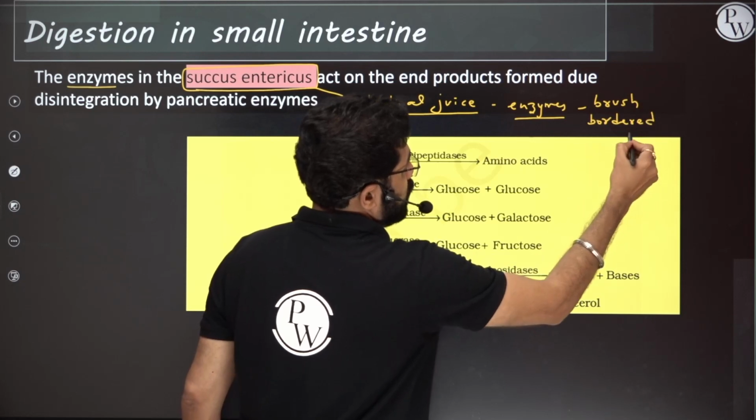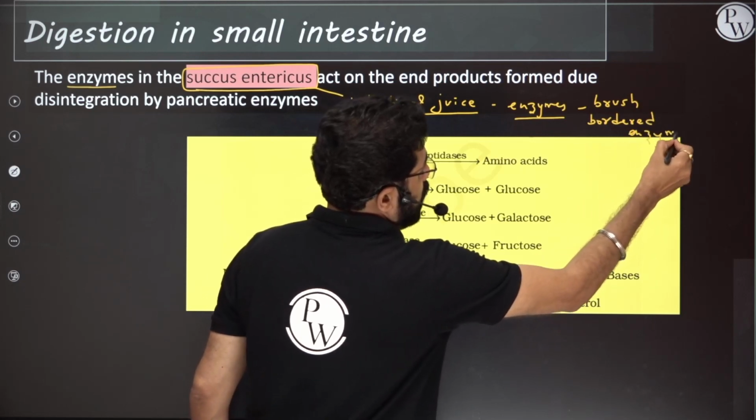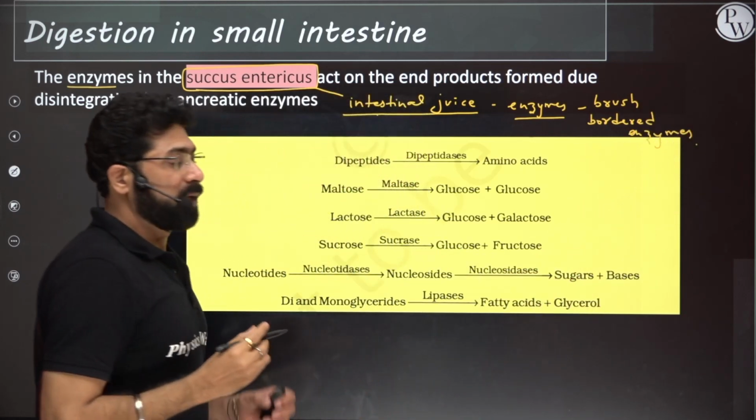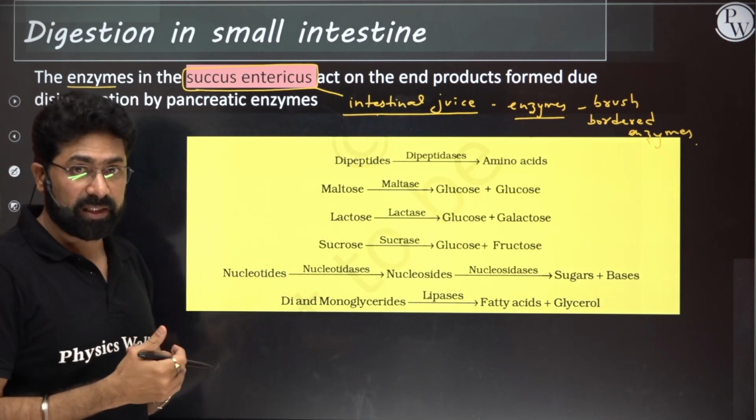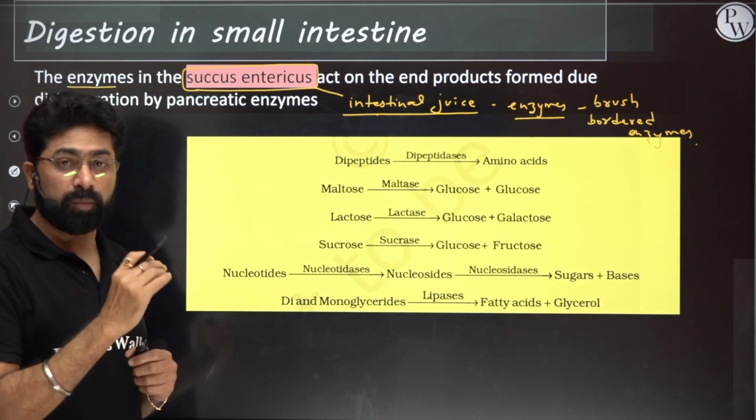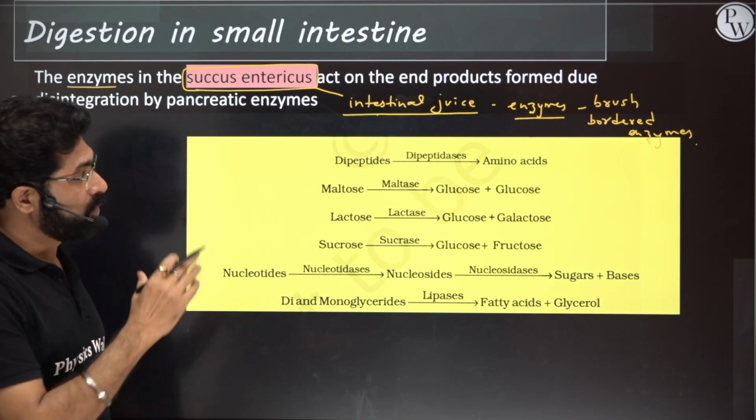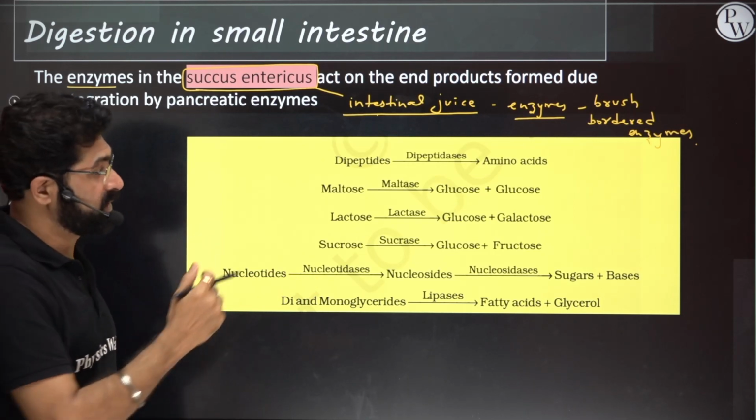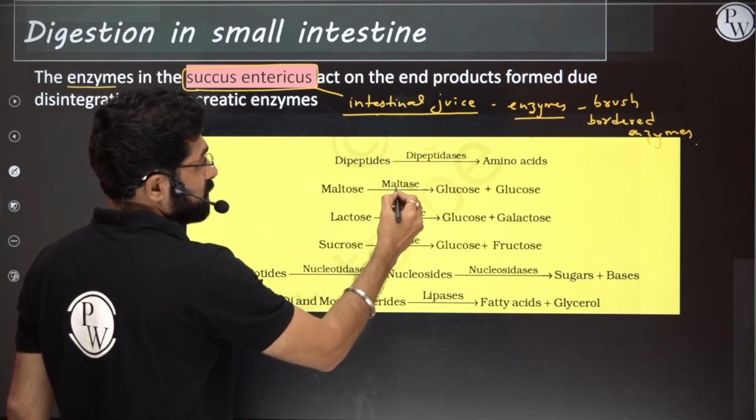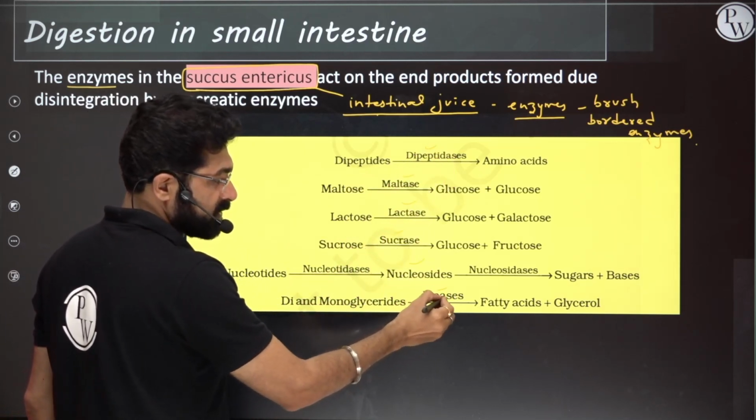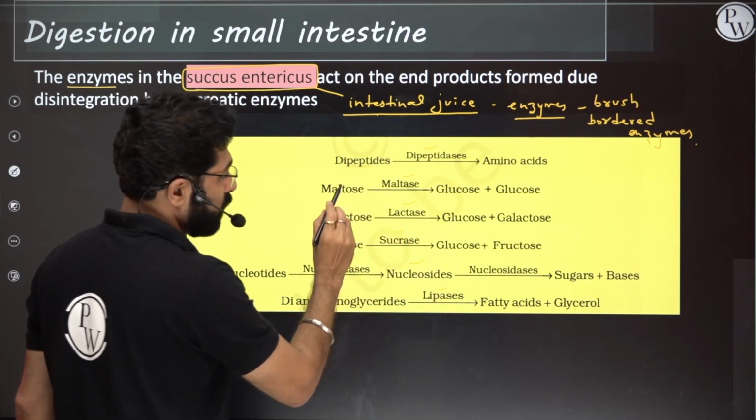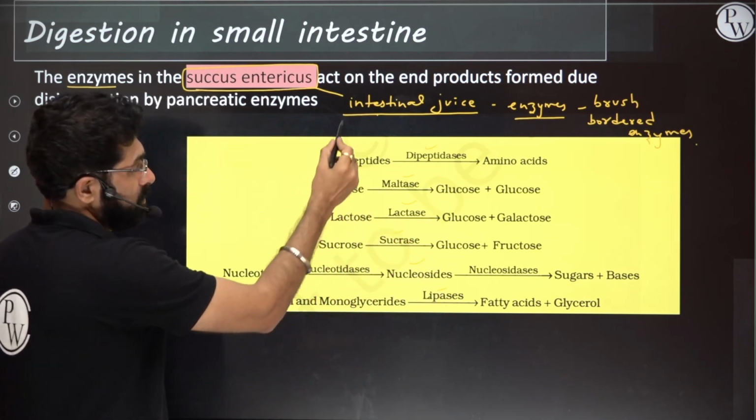Why are they called brush border enzymes? Because in the intestinal juice, the intestinal glands are coming from those brush border epithelium. So most of the enzymes are called brush border enzymes, like dipeptidase, maltase, lactase, sucrase, nucleosidase, and lipases, that is intestinal lipases. All of them are going to work over here.